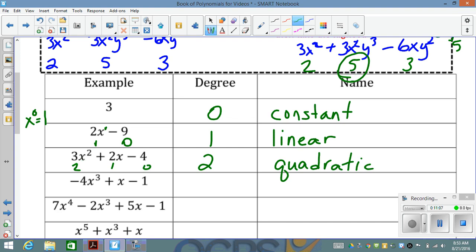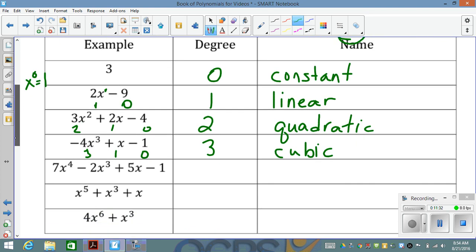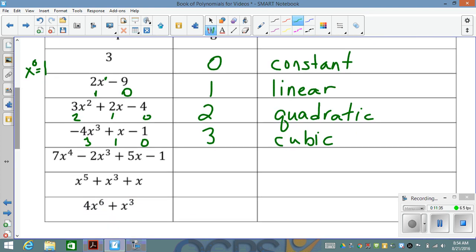We will spend a lot of time on linear and quadratic. In fact, I would say that's where we're going to spend most of our Algebra 1 year. Okay? Next, degree of 3, a degree of 1, a degree of 0. 3 is the highest. That is cubic. We could also say third degree. We could say second degree, first degree, but typically we'll use the words constant, linear, quadratic, cubic.